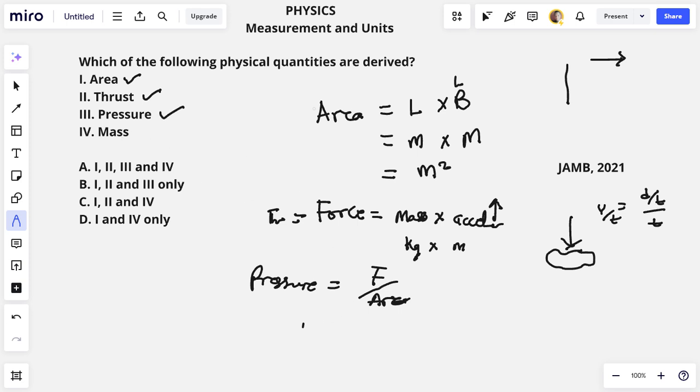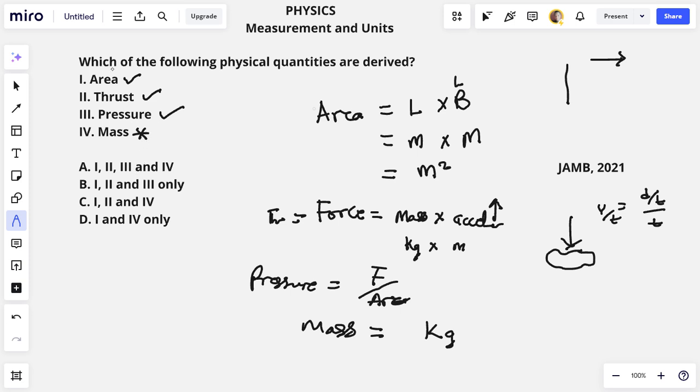Then when you talk of mass, the unit for mass is what? Kilogram. And there is no other unit that you can bring out from this unit. There's no length attached, no meter attached to it, no other kilogram attached to it. It's just kilogram. You measure mass in kilogram. So mass is a fundamental unit, which is the odd option here.